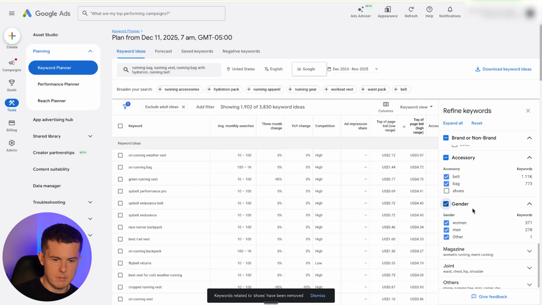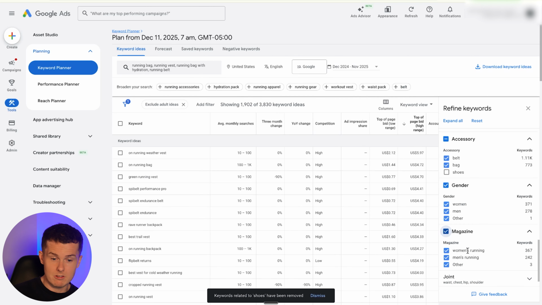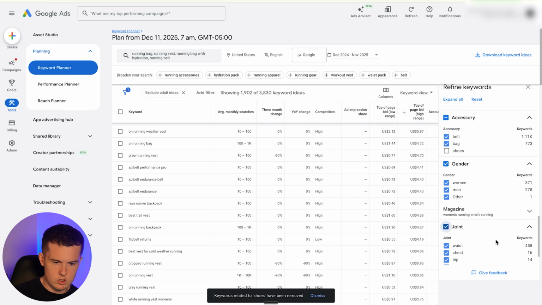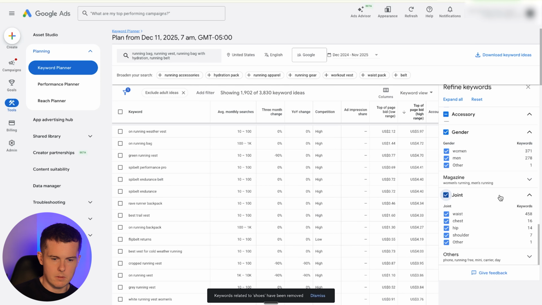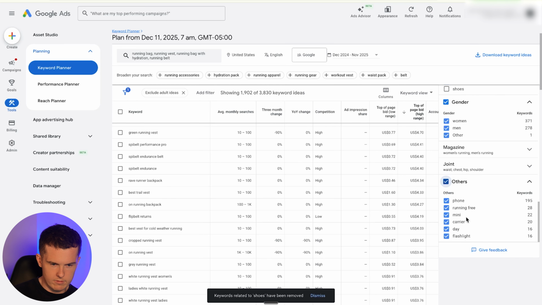Gender: my bags are suitable for both women and men, so I'll keep that as it is. Magazine is next. Women's Running must be the name of a magazine, but it's also the general term that we're looking to target, so I'm not going to exclude that. Same with men's running. And then joint, basically where on the body the bag or belt will be worn. I'm not going to exclude anything by that. Then others: phone, running free, mini carrier, day, flashlight. I'm not going to exclude any of these for now.